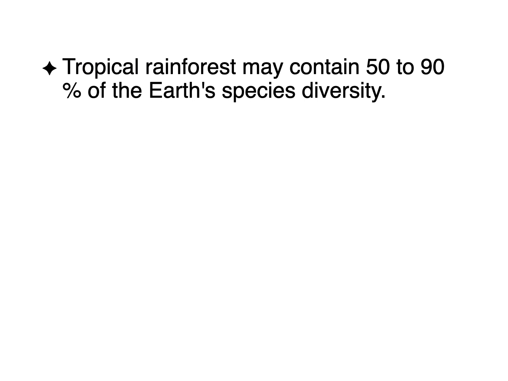Tropical rainforests may contain anywhere from 50 to 90% of the Earth's species diversity. Right now, tropical rainforest is under attack because of human population growth. With more people comes more need for farmland, more need for settlements, and more need for resources from ecosystems.